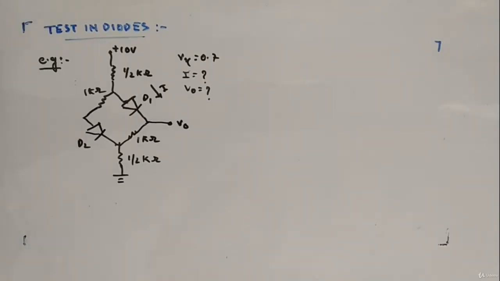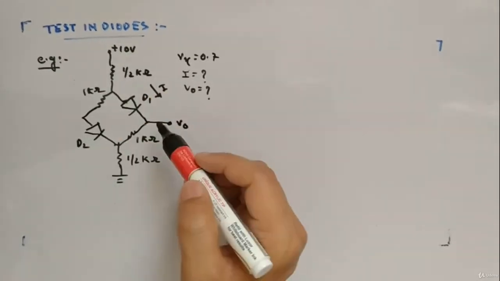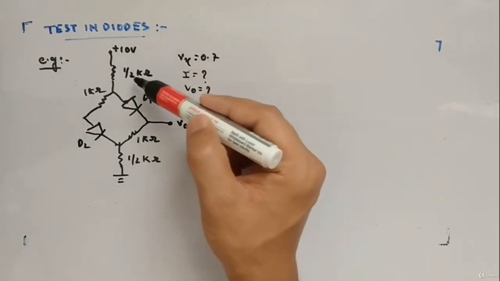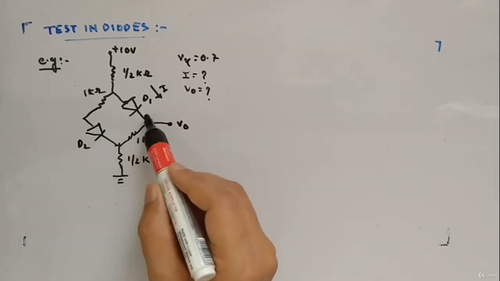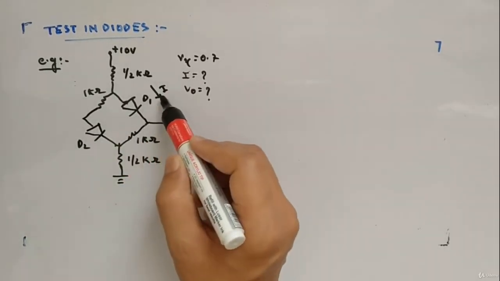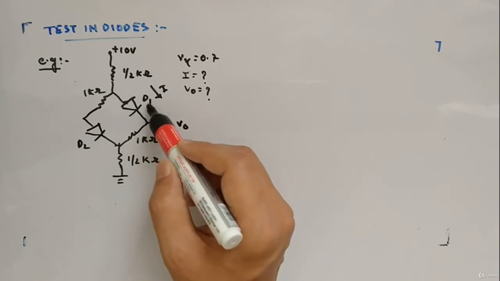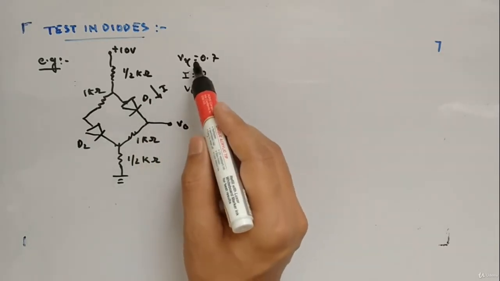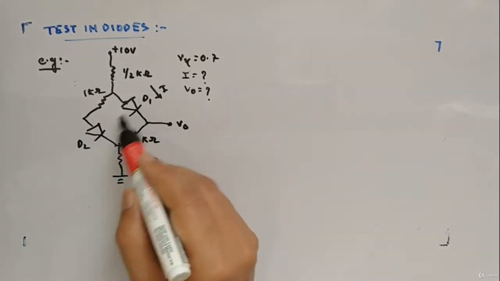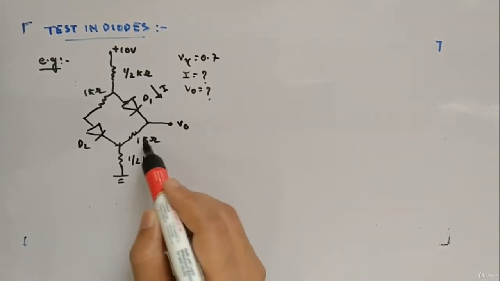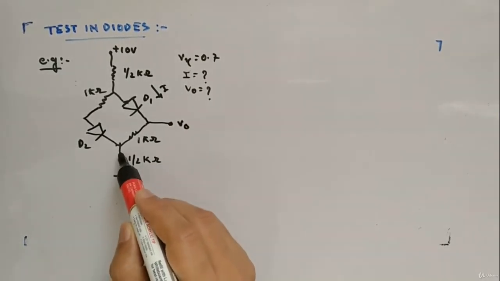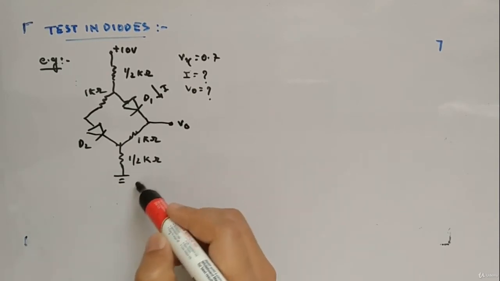Okay, so let's look at another example. This is a circuit given: plus 10 volt, half kilo ohm resistor, 1 kilo ohm resistor, diode D2, diode D1. This current which is flowing through D1, we have to calculate. The cut-in voltage given for both the diodes is 0.7. V0 we have to calculate. This is 1 kilo ohm resistor and then half kilo ohm resistor.